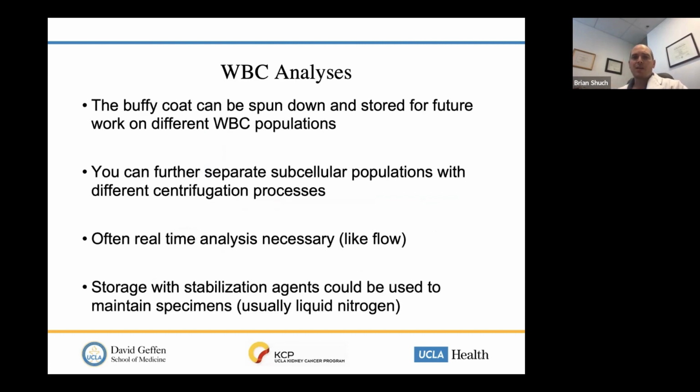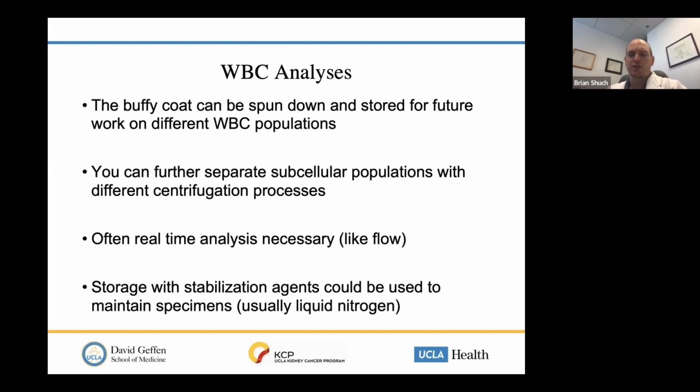And then obviously WBC, the buffy coat can be spun down. It can be stored for different functional work. There are different ways to stabilize the white blood cells. There are different kits where you potentially can keep them activated or activate them yourself. Flow cytometry, obviously you need to do in real time, but there's a company called Smart Tube where you can stabilize and do flow later.